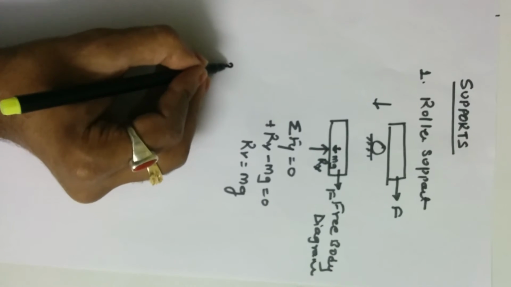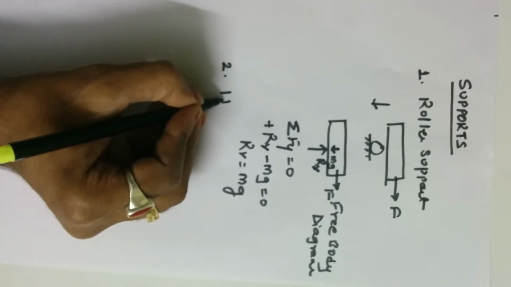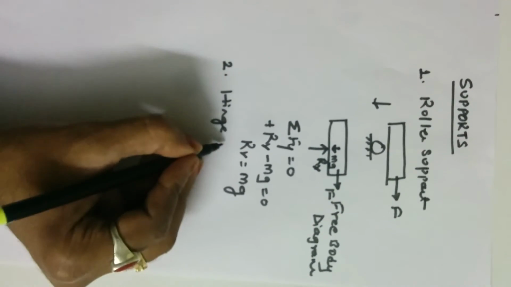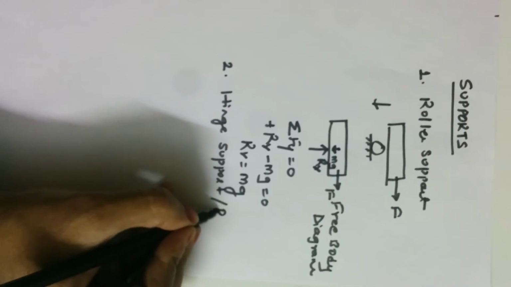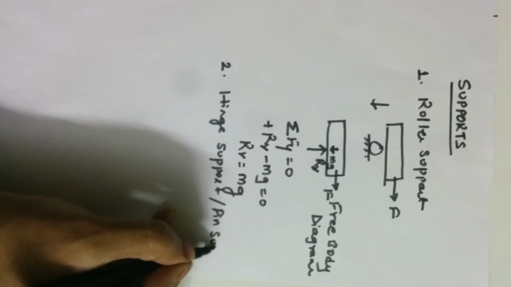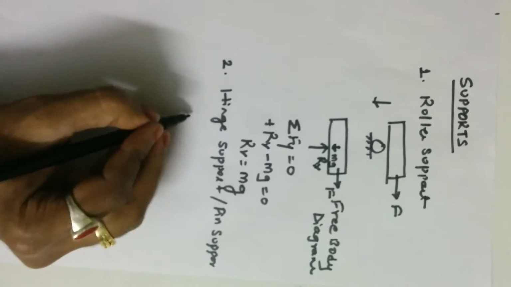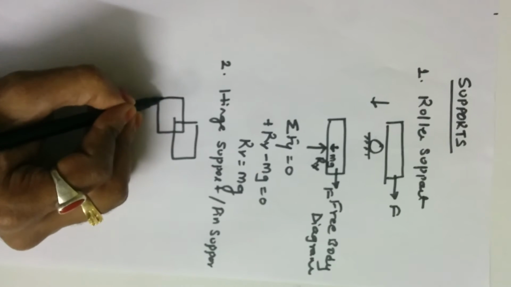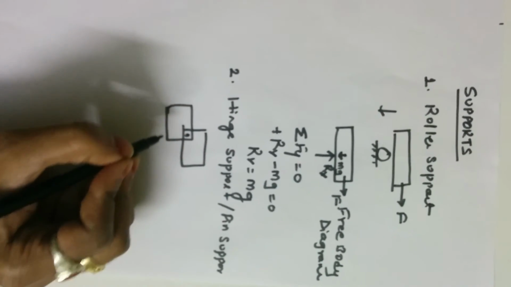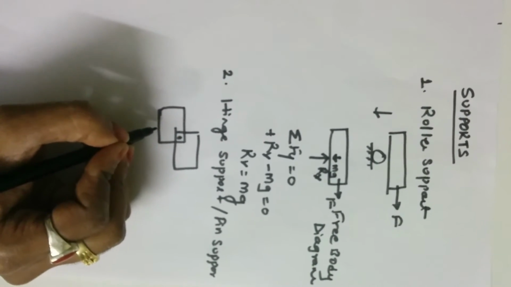Let's come to another type of support called hinge support. Now, what is hinge support? It's like a pin support. It's also called pin support. When you have two objects and you insert a pin for joining the two objects, then that kind of support is called a pin support.